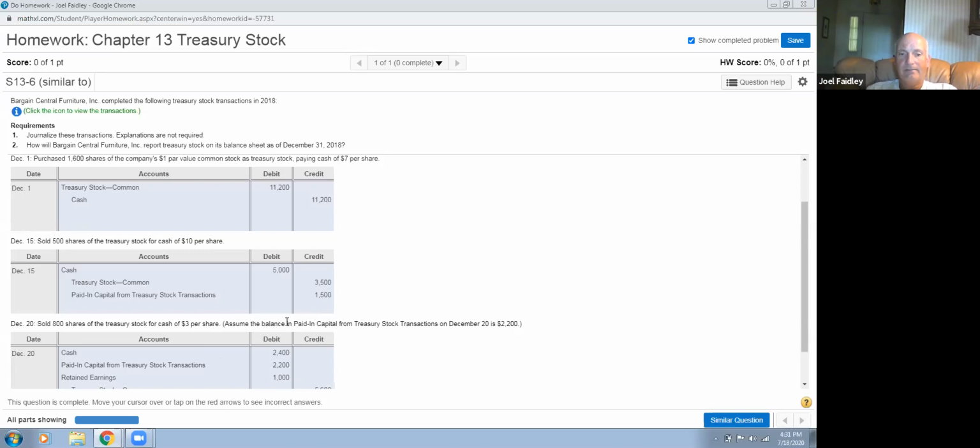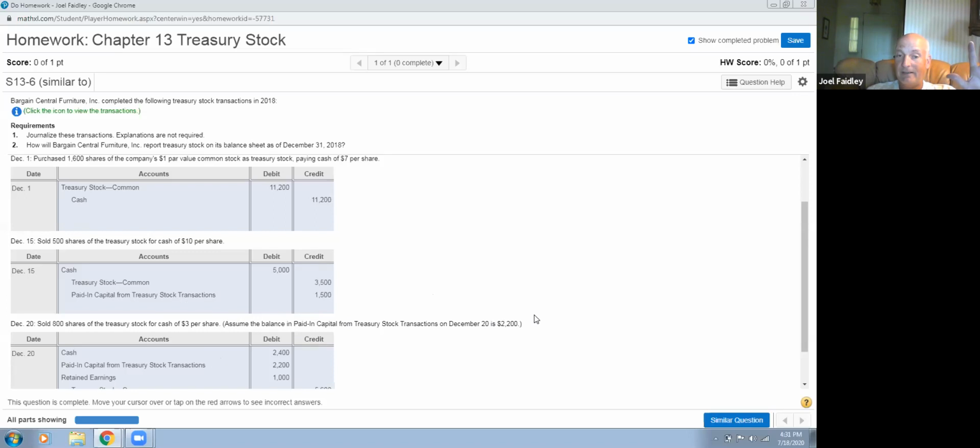Oh, it says, assume the balancing paid in capital from treasury stock on December 20th is 2,200. I don't know why they do that, but what they're saying is you got a $3,200 loss, but you can't have a debit balance in paid in capital from treasury stock transactions. So they're saying it's not 1,500. They're saying the balance is 20. I don't know why they do that.